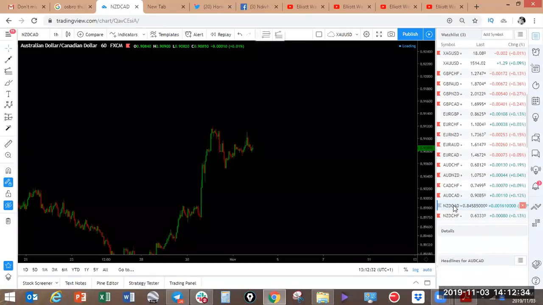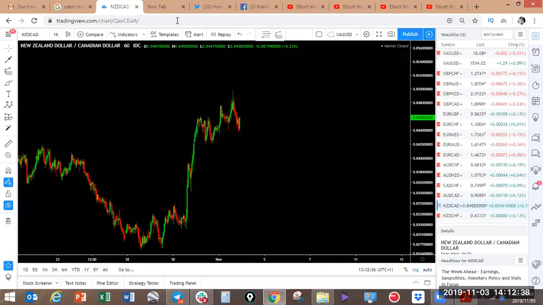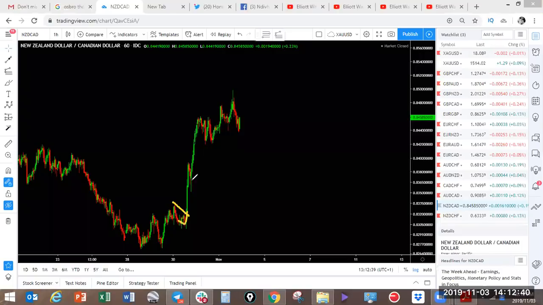New Zealand CAD, the same. New Zealand CAD was here, pushed up higher. Now it's making this structure. Are we going to get this one to come down here like this before continuation to the upside? So let's see how that one's going to play out.